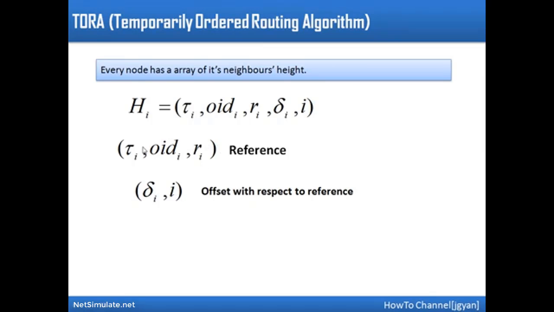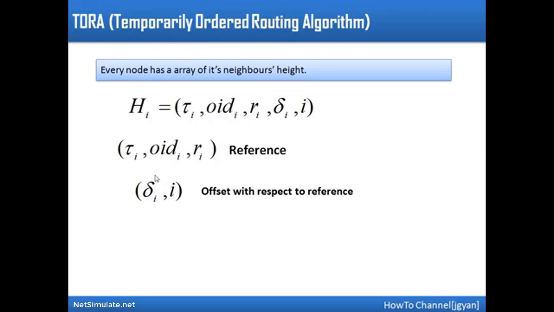So the meaning of the first attribute, tau, is the time when a link is broken. This is a logical attribute. Actually, in advance we don't know this. So whenever a link is broken, the affected node will set the time at which that link is broken, set its own id because that node is sending that information, and r, which is actually a reflection bit. We will see later what the use of this attribute is.